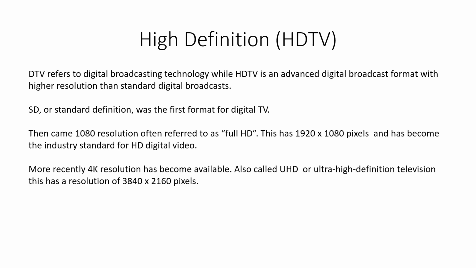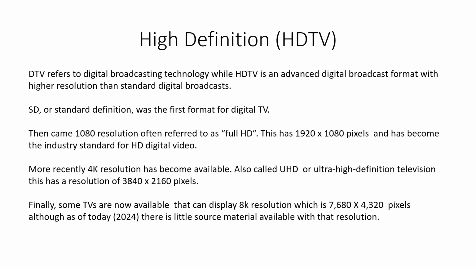More recently, 4K resolution has become available. Also called UHD or Ultra High Definition Television, this has a resolution of 3840 by 2160 pixels. Finally, some TVs are now available that can display 8K resolution, which is 7680 by 4320 pixels, although as of today, in 2024, there is little source material available with that resolution.